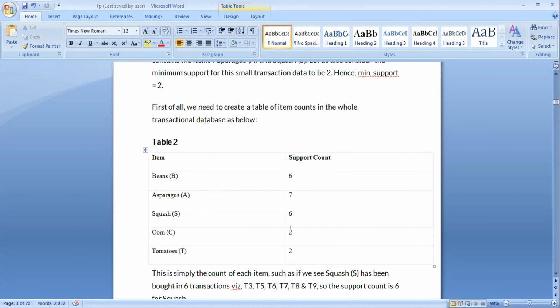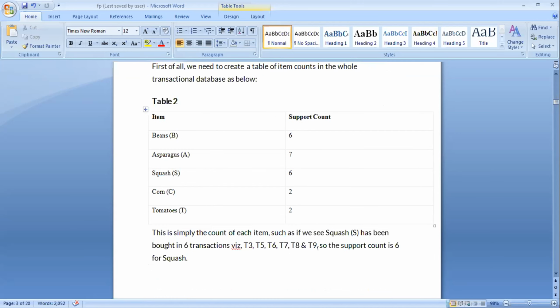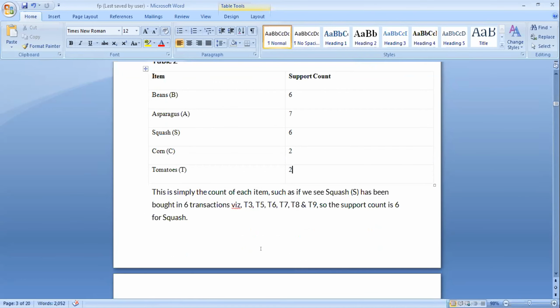Corn is purchased by 2 people, and tomatoes are purchased by 2 people. So this is simply the count of each item. Squash has been bought in 6 transactions: T3, T5, T6, T7, T8, and T9. So the support count of squash is 6. Okay, this is the support count.